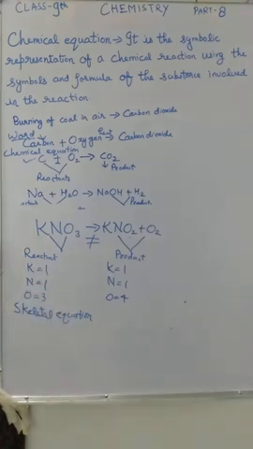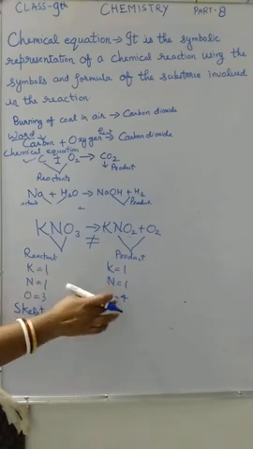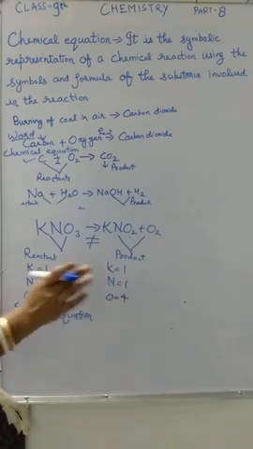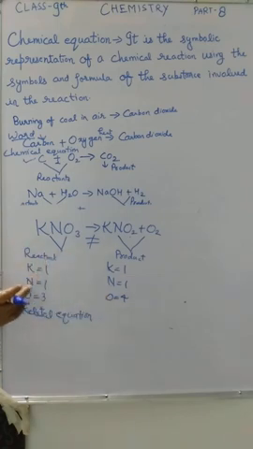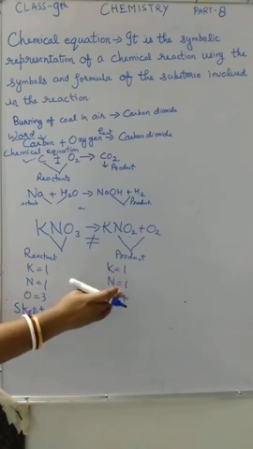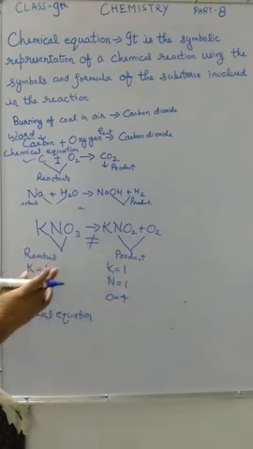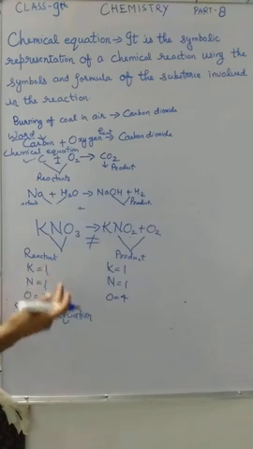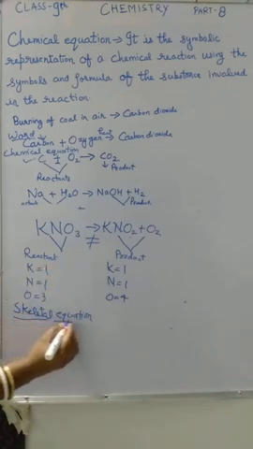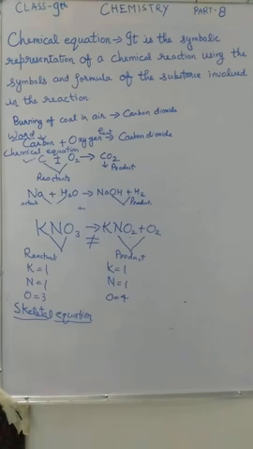In this chemical equation, the number of oxygen atoms on the reactant side is not equal to the number of oxygen atoms on the product side. On the left hand side the number of oxygen is 3, and on the right hand side the number of oxygens is 4. So the number of oxygen atoms is not equal. That is why it is called a skeletal equation. I hope you understood about the chemical equation. Thank you so much.